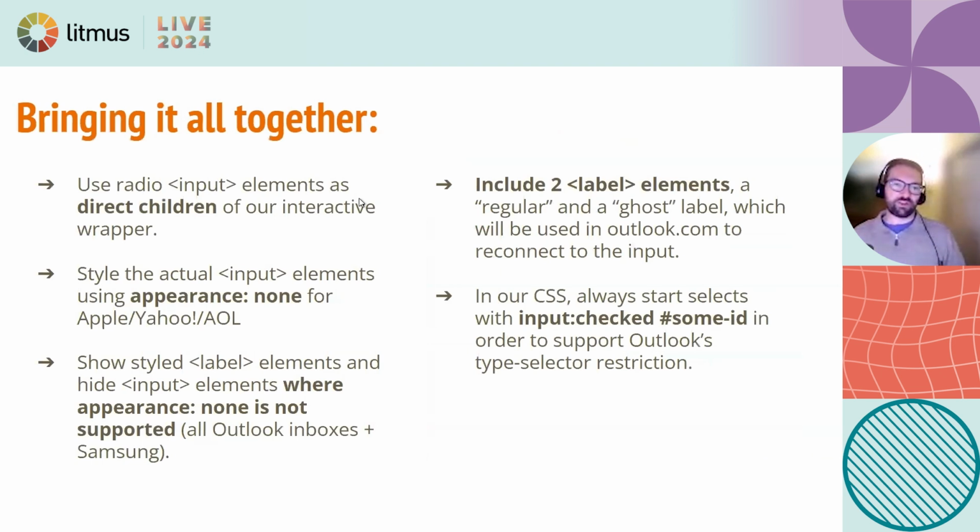All right, so bringing it all together, just as a summary of what we've done so far, we're using radio input elements as direct children of our interactive wrapper. We're using appearance none in Apple, Yahoo, and AOL. We are showing styled elements and hiding the inputs where appearance none does not work, which is Outlook inbox plus Samsung. And then we're going to include the two regular elements, a regular and a ghost, which I just explained will be used in Outlook.com. And then in our CSS, we're always going to start our selections with input colon checked with no classes or IDs to make sure that our checked functionality works in Outlook.com.